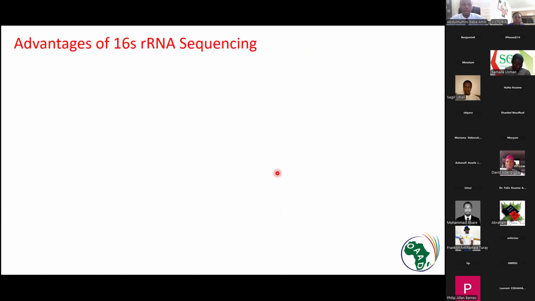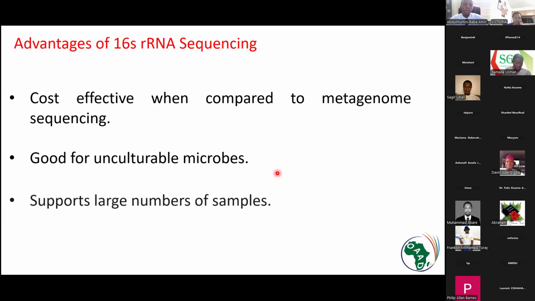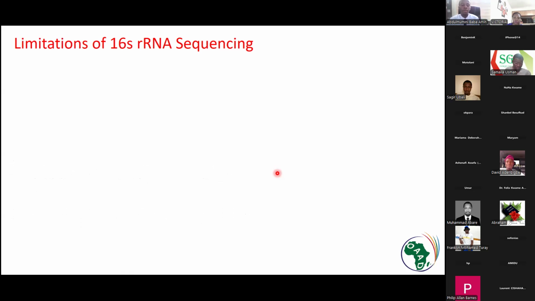Advantages of 16S RNA sequencing. It is cost-effective when compared to metagenome sequencing, so it's relatively affordable. It's good for unculturable microbes. Maybe some microbes are not easily cultured in the lab, so the 16S is good for identification of them. It supports a large number of samples when compared to the traditional culture-based method.